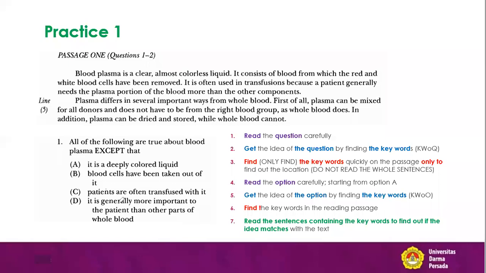Next, generally more important to the patient than other parts of whole blood. More important. Okay, more important. See, more than. Plasma, more than other components. See, more important. So that means this matches with this one. Because they match each other, we don't choose it. Because the question is except. So the answer is A.